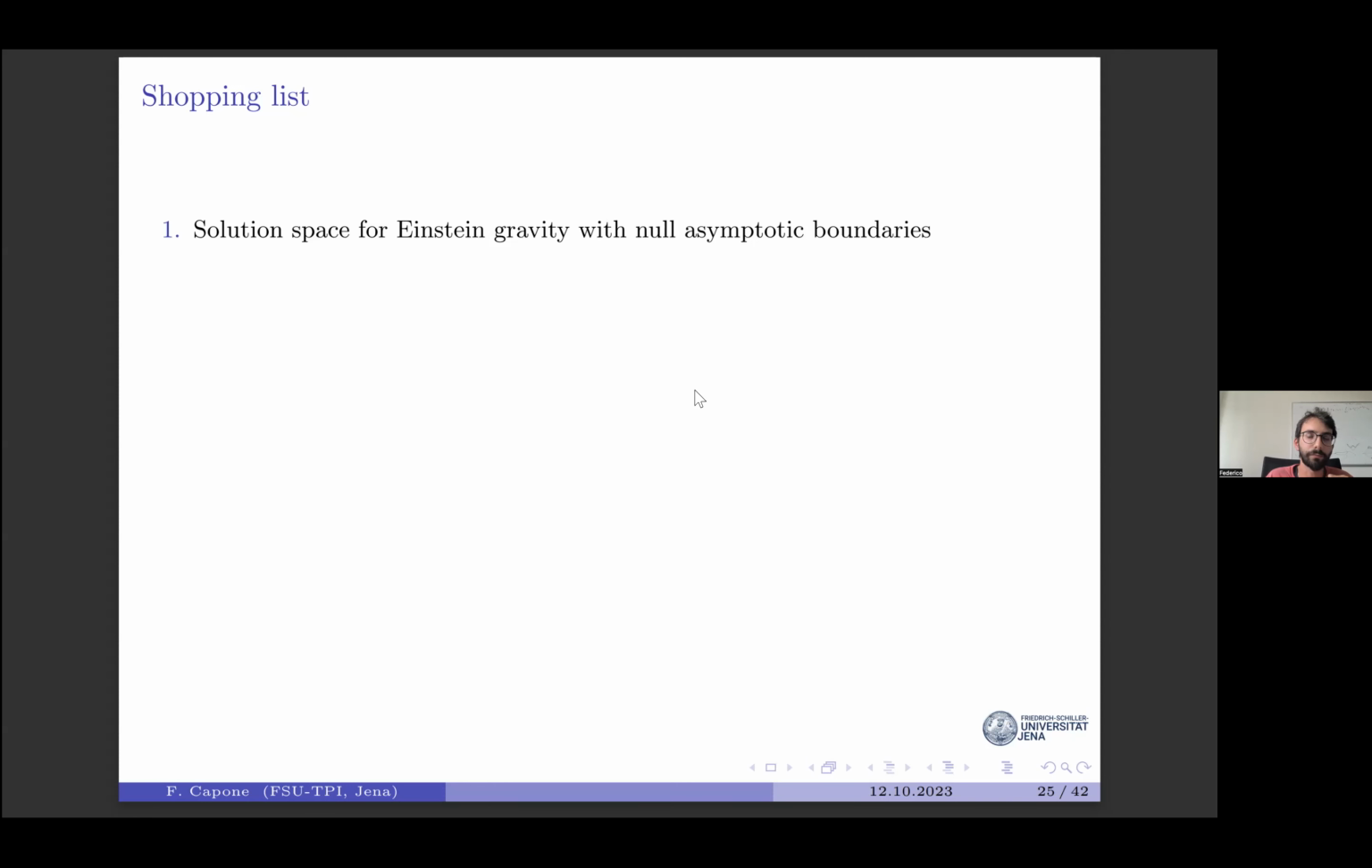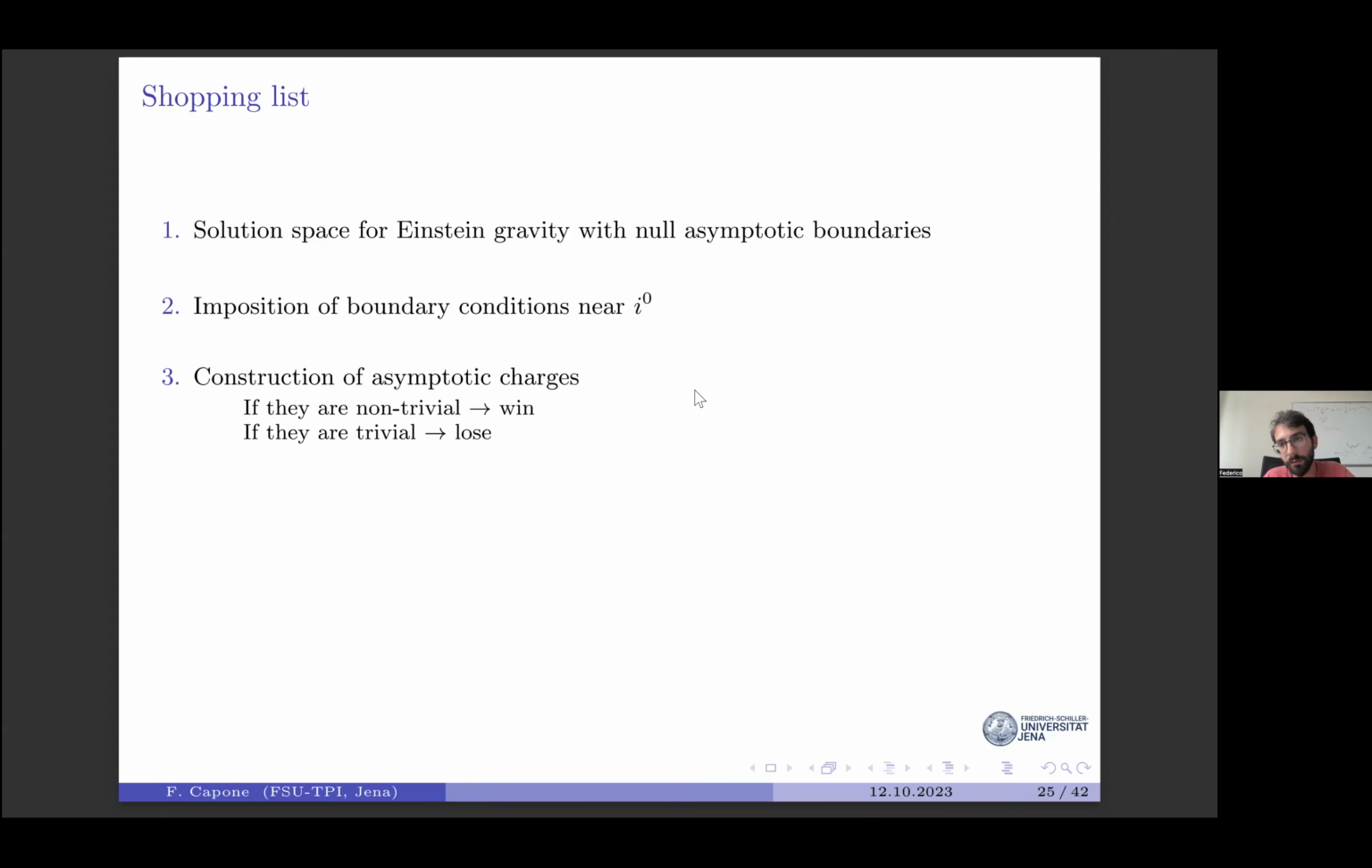So we have to first solve Einstein equations with null boundaries, trying to remove assumptions that are maybe due to our bias. Then we have to impose boundary conditions near spacelike infinity, remember, in order to connect the past and future null infinity. And once this is done, you can proceed and construct the charges. If the charges are non-trivial, then you can say that there are these asymptotic symmetries. If the charges are trivial, then you have to go back to the standard idea that you don't have enough asymptotic symmetries in higher dimensions. Once you do this, you can hope to derive the soft theorems as you do in four dimensions.